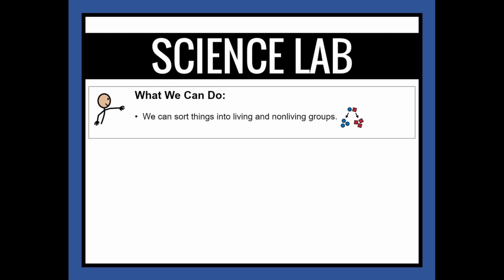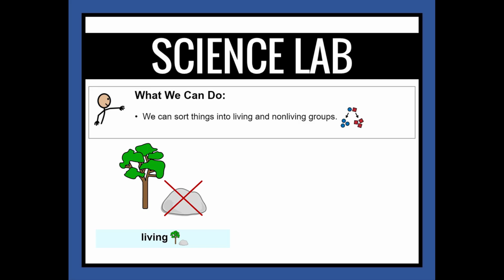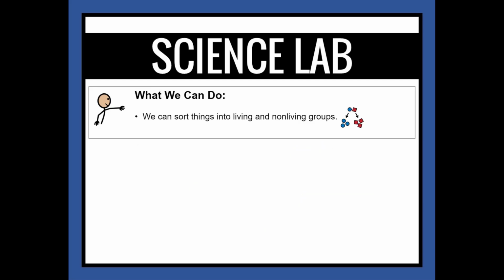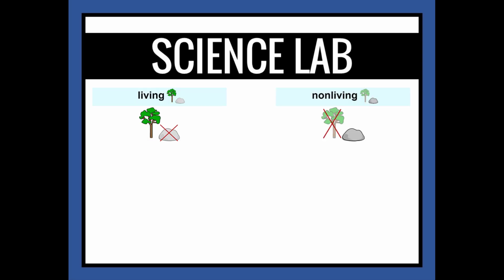Remember, today we are going to look at 16 items and, while using those statements, determine if each of those items is a living or non-living thing. Let's get started. Our first item is a tree. Is a tree a living thing or a non-living thing?